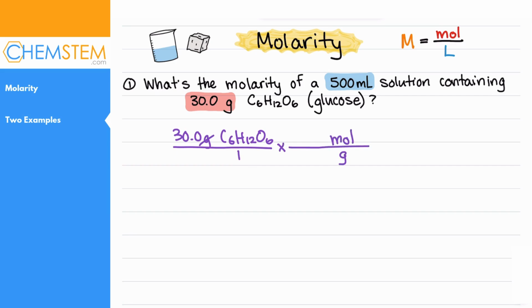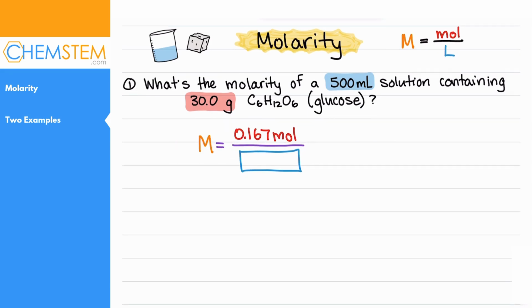So grams will cancel out top and bottom. If you calculate the molar mass for glucose, you'll get approximately 180 grams per mole. That means that 30 grams of glucose is equal to about 0.167 moles of glucose. And moles of glucose is what we need for our equation, so let's save that.